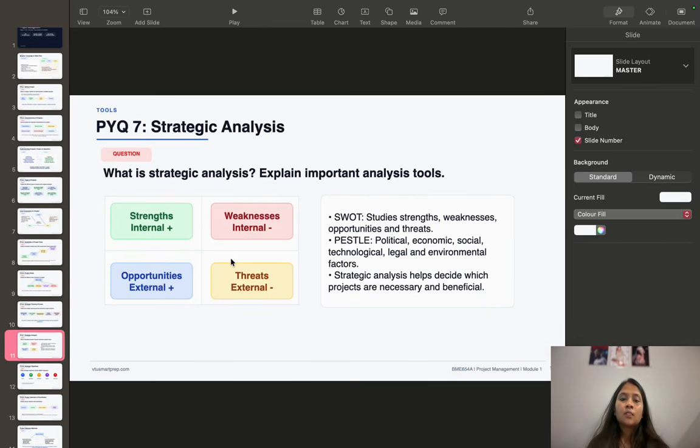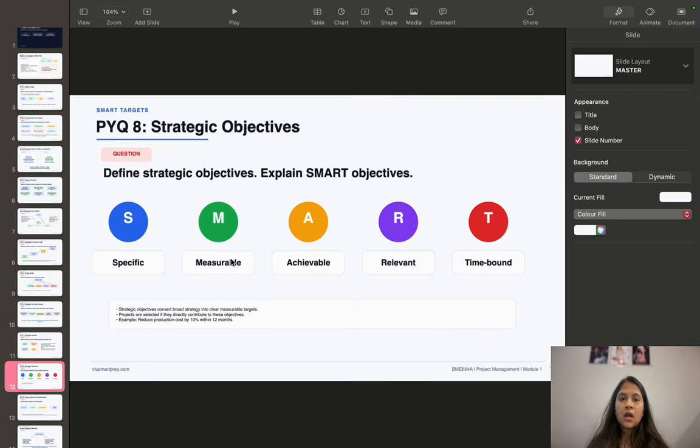Next we have strategic objectives. Define strategic objective, explain SMART objectives.